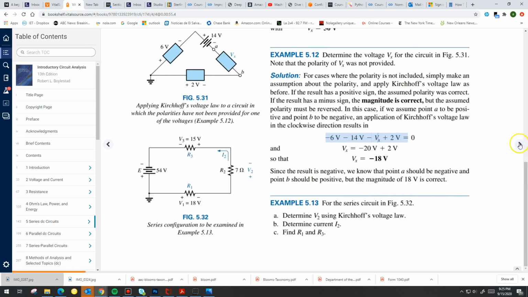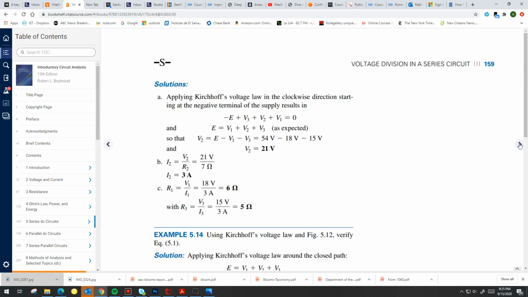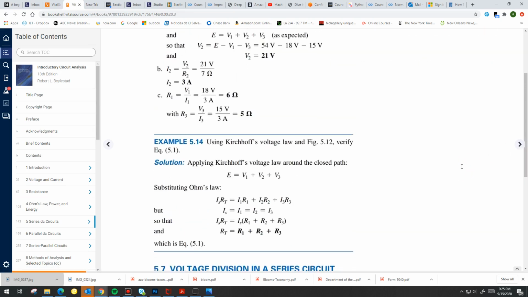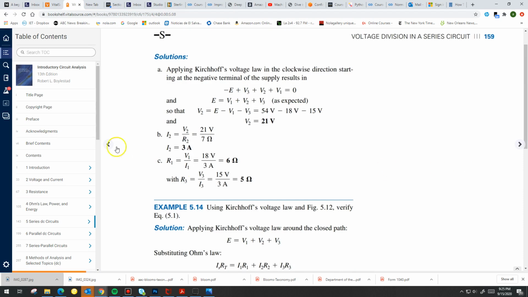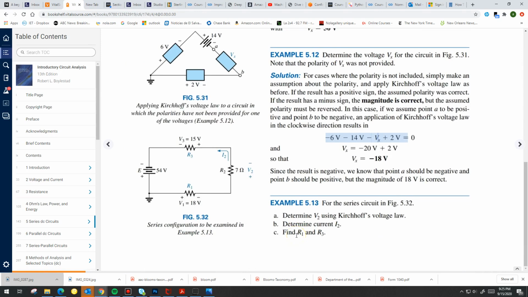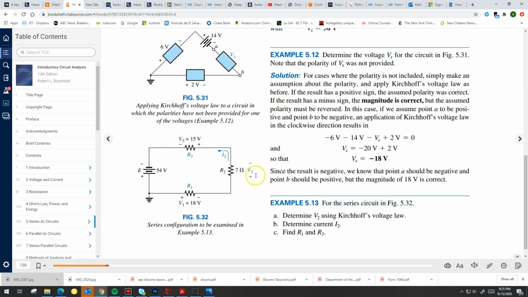All right, let's see how many more examples we got. We got one more. Let's just do 5.13. And I'm going to leave you to try 5.14 on your own. It's right there. So 5.13 says, if you look at this figure 5.32, we want to find V2 using KVL. And we want to know the current I2. And we want to know the values of R1 and R2.